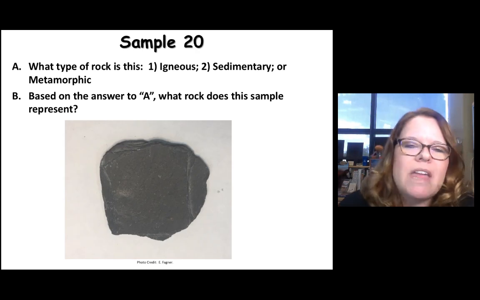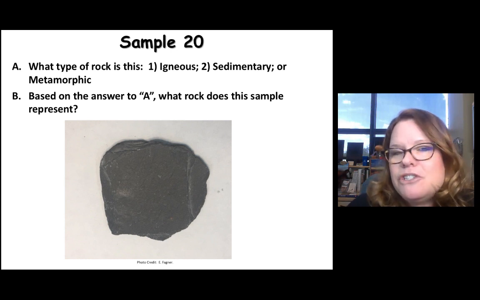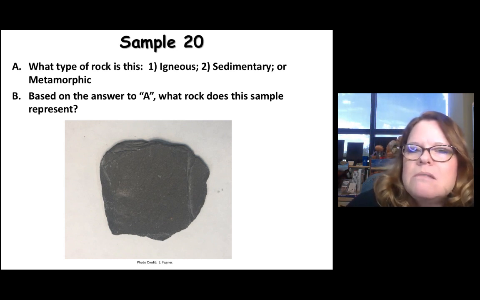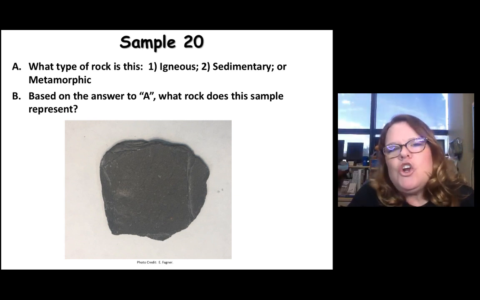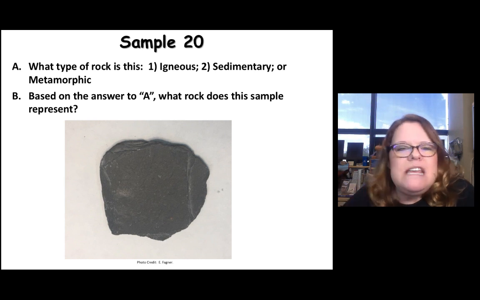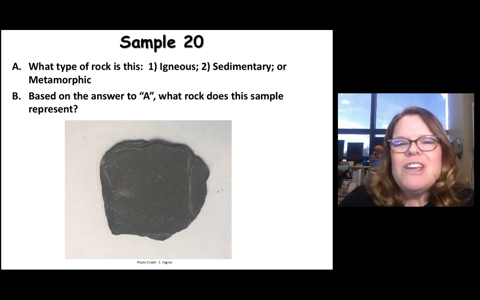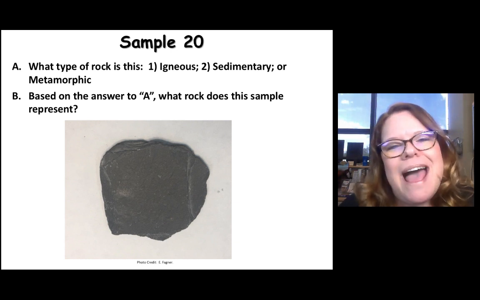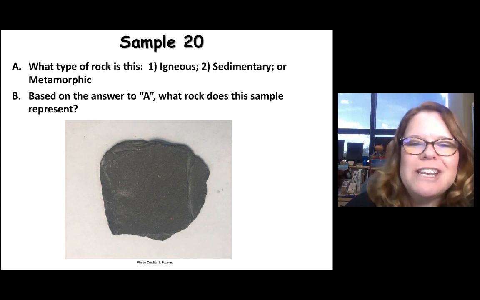On 20, do you remember me talking about the rock that would have been like mudstone, but it's been pressured a little bit? So it's thinner but harder. That's what this is. So it's getting some pressure and heat. See if you can figure out which rock that is. Hopefully this will help you complete this lab and get moving forward in the right direction with rock identification.